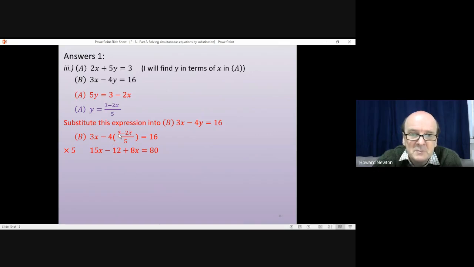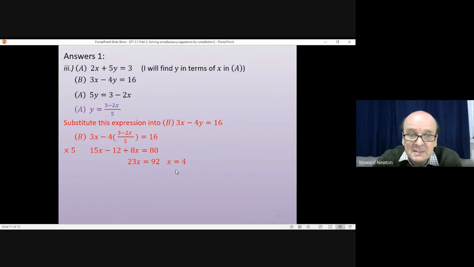That'll just leave me with 4 times 3, which is where the minus 12 comes from, and minus 4 times minus 2x. Be careful with the minus there. Minus 4 times minus 2x gives me plus 8x. I also need to times the 16 by 5. 5 16s are 80. Now, I think you can see that that has immediately made it so much simpler. So multiplying everything by 5 gets rid of the fraction, gets the 5 off the bottom, and leaves you with something which is a very straightforward equation. Adding the x's together gives me 23x, 80 add the 12 gives me 92, and then dividing by 23 gives me exactly 4 for x.